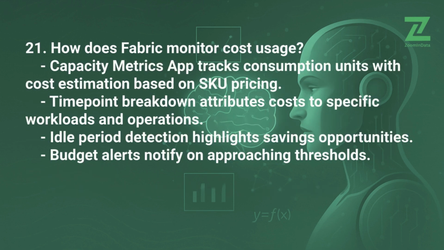21. How does Fabric monitor cost usage? Capacity Metrics app tracks consumption units with cost estimation based on SKU pricing. Time point breakdown attributes costs to specific workloads and operations. Idle period detection highlights savings opportunities. Budget alerts notify on approaching thresholds.